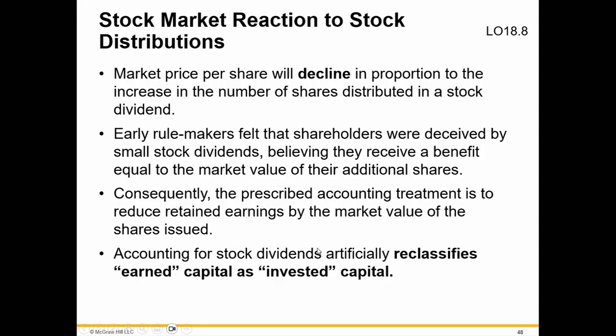Stock market reaction to stock distributions. Market price per share will decline in proportion to the increase in the number of shares distributed. Early rule makers felt that shareholders were deceived by small stock dividends, believing they received a benefit equal to the market value of their additional shares, when in fact they do not. So consequently, the prescribed accounting treatment is to reduce retained earnings by the market value of the shares issued.